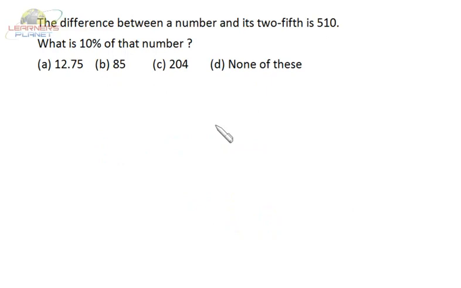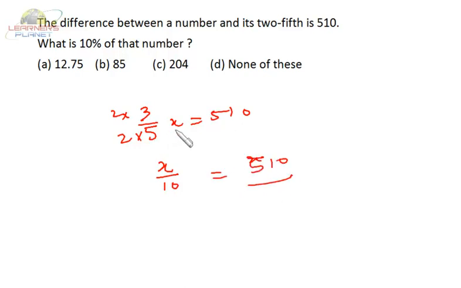Now let's see this question. The difference between a number and its 2/5 is 510. A number and its 2/5, the difference of that is 3/5 of that number. So 3/5 of x is 510, and we have to find out 10% of x, that is x by 10. So x by 10 is equal to 510 by 6. And definitely 510 is a multiple of 6. Very simple.